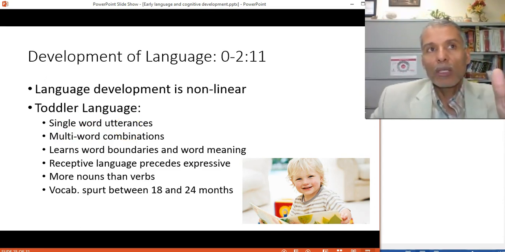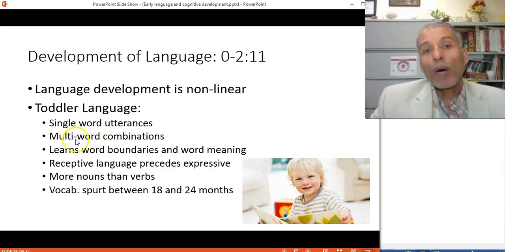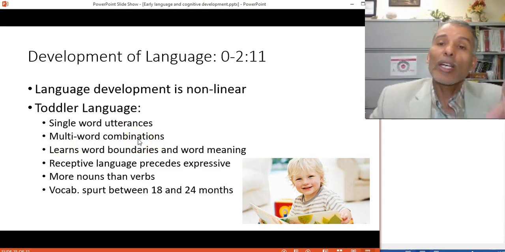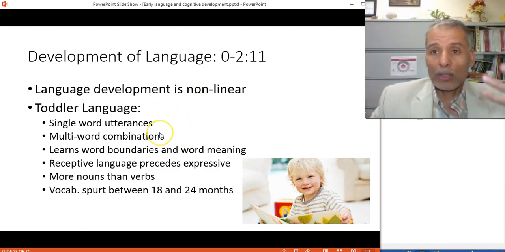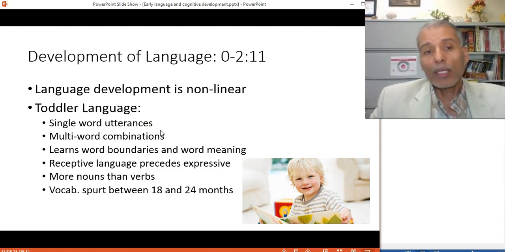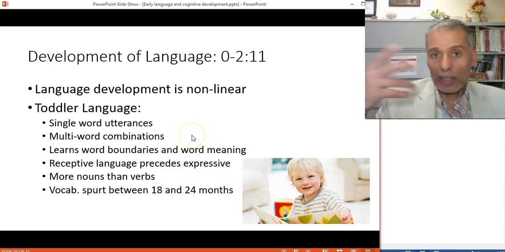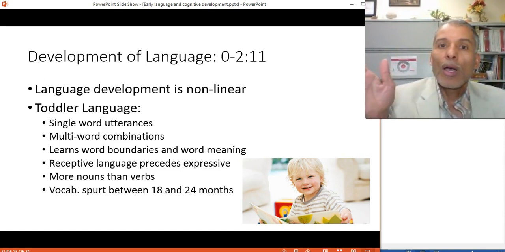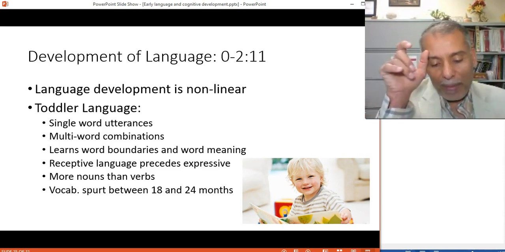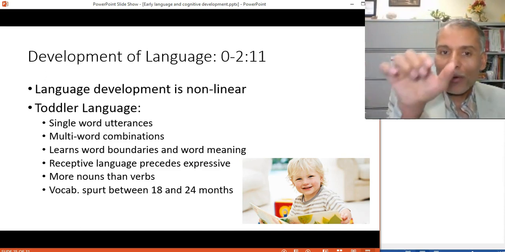So toddler's language, for example, is characterized by single words initially at ages between 11 months and about 14. And then they start to combine words into multi-word utterances when their memory is stronger. They begin around 18 months or so to combine two words, and then they build to three, and they start from there. They learn the boundaries between words and the meanings of words. As they hear, they know that this word is one unit by itself. Even though I am continuously speaking, they have the ability in their brain to segment the words that I make and see them as separate units.